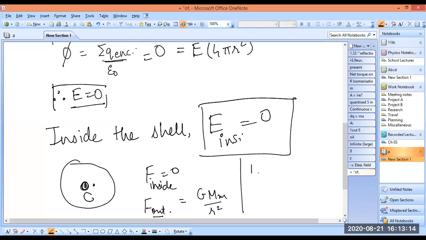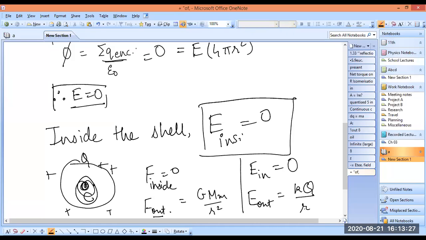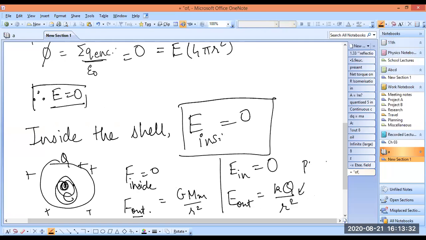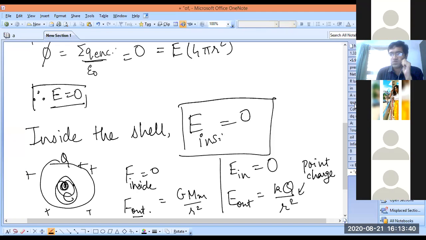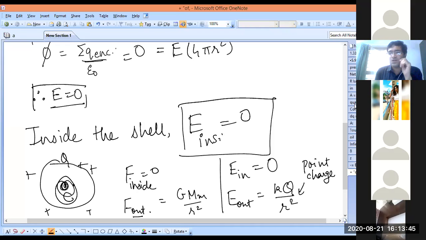For inside, the electric field is 0, and for outside, you can just assume that all the charge Q is not on the surface, but rather concentrated at the center. So then you can just say KQ by small r square, just like a point charge, right? So this is behaving like a point charge. In this way, the electric field and the gravitational force are quite similar. So whatever formula you remember from your 11th standard, you can use it here, and it will make very easy work of the whole thing.